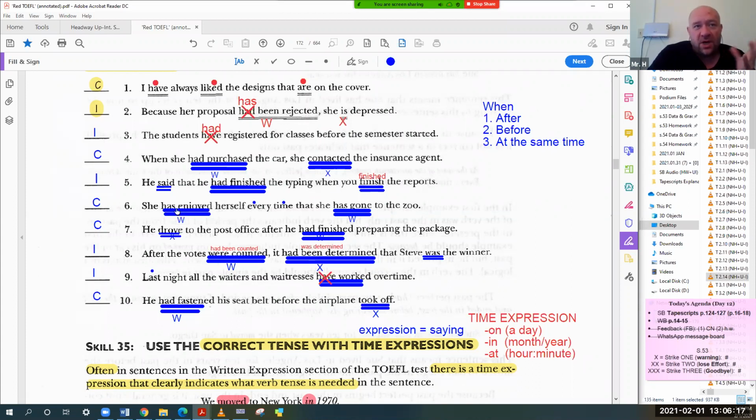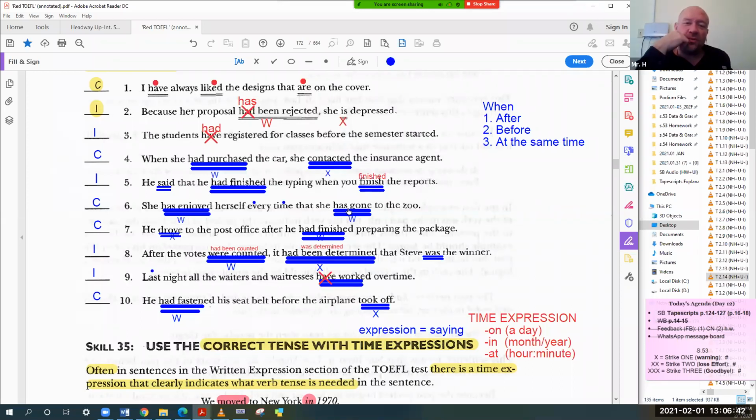Both of these are experience. Okay. So every time that she has gone to the zoo, she has enjoyed herself. So both experiences happen at the same time. Think about this. One second.